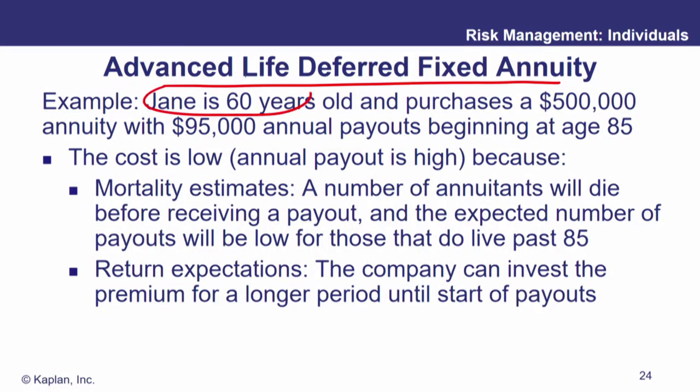Suppose we have a client, Jane. She's 60 years old. We've advised her to buy a $500,000 annuity. In other words, pay $500,000. The annual payment to be received back is $95,000 a year. That looks really good, but look at the fine print. Those payouts will not start until Jane is 85 years old. That's 25 years from now.